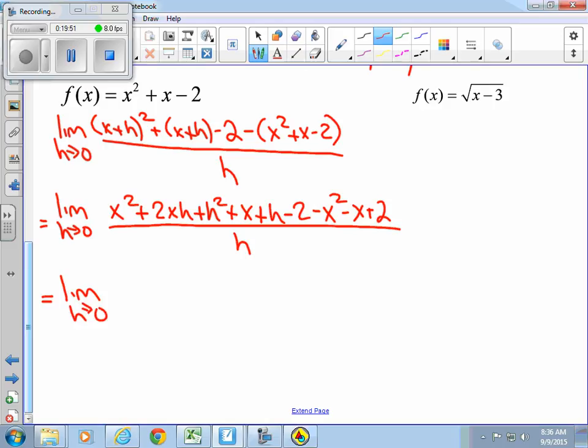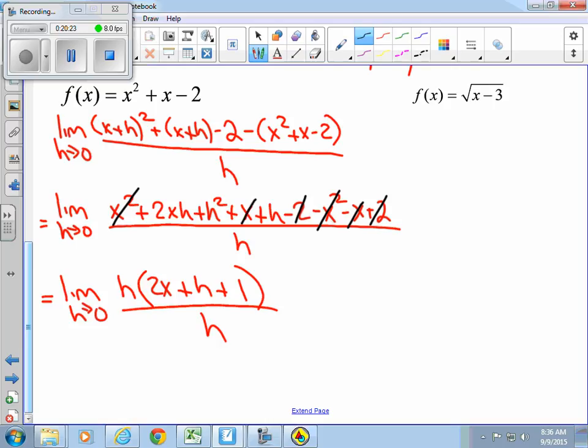The x squareds cancel, the 2's cancel, and the negative x's cancel. Everything else has an h in it. 2x plus h. Plus h. Yeah. Oh, plus 1, because I'm back to the h already. But right, it helped if I crossed things out. The h's cancel, and then the limit as h approaches 0.